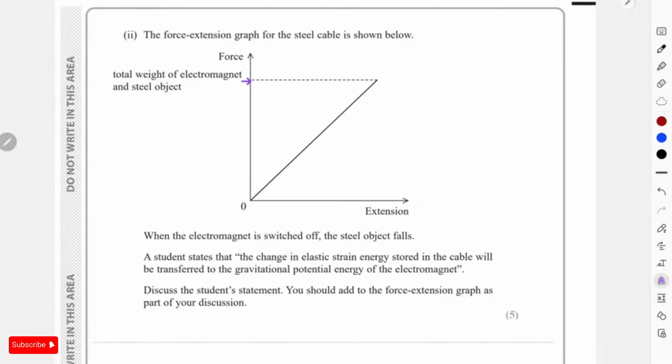This is the total weight of the electromagnet and the steel object, and this was the extension. When the electromagnet was switched off, the steel object falls off, obviously, and the student states that the change in elastic strain energy stored in the cable will be transferred to the gravitational potential energy of the electromagnet. And discuss the student's statement. You should add to the force extension graph as part of your discussion.